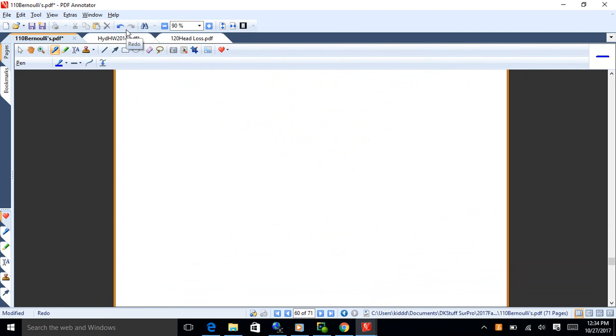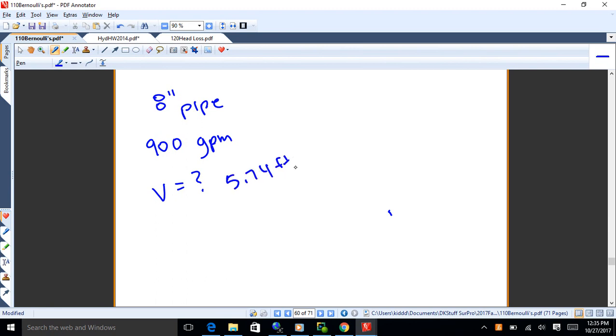Let's just say we've got, I don't care, 8-inch pipe. I want to show you a little trick here. 8-inch pipe. And let's say we've got 900 gallons per minute flowing through it. What's the velocity? And I just made this up kind of randomly. I can tell you right now it's 5.74 feet per second.